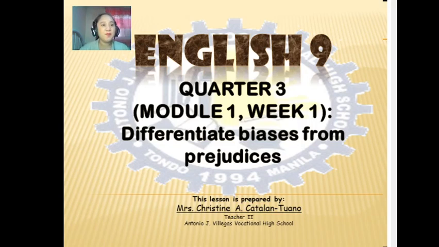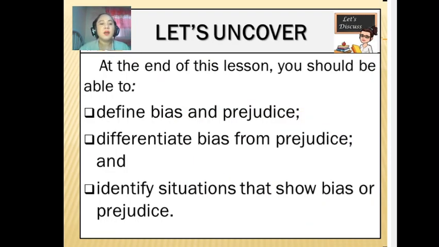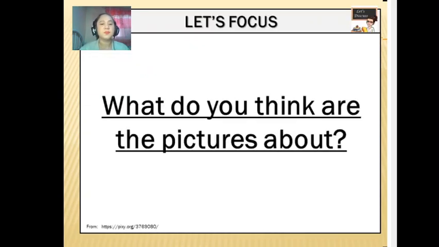We are almost finished. We are half through with our lessons. And we are now with the third quarter, and Module 1 of the third quarter is all about differentiating biases from prejudices. So at the end of this lesson, you should be able to define bias and prejudice, differentiate bias from prejudice, and identify situations that show bias and or prejudice.